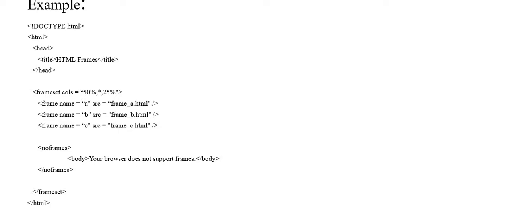So let's see an example. Here, in the HTML tag I start the head tag. In the head tag, give the appropriate title, then the frameset tag. In the frameset tag, different attributes are used. Here I used cols, so your frames are divided into columns. I used 3 different frames, so I give 3 different sizes: 50%, star and 25%. The first part is 50%, the second one is star, and the third one is 25%. So the remaining is 25%, so the second portion is considered as 25% space in the frame.